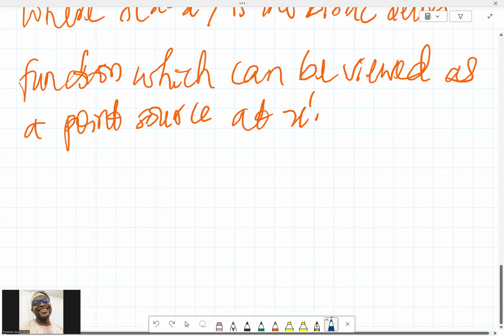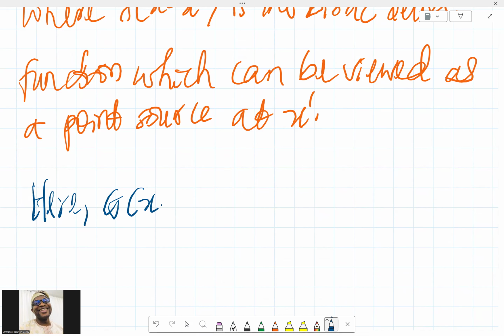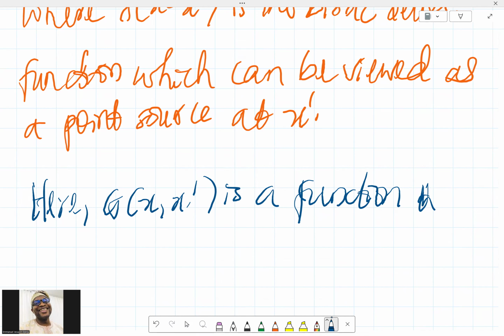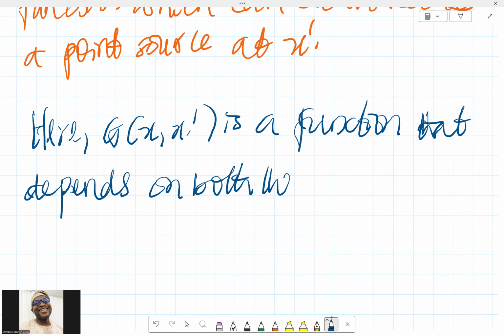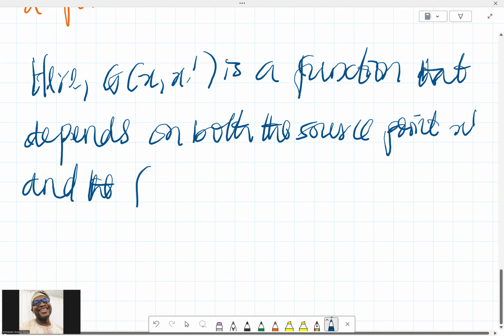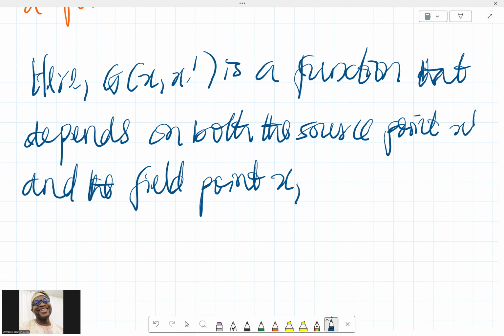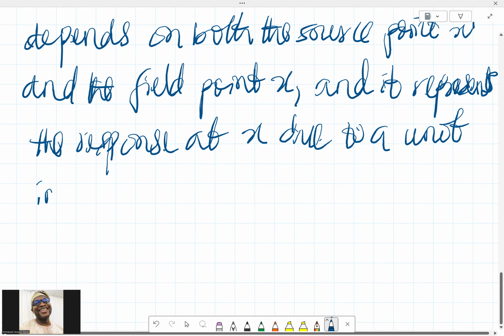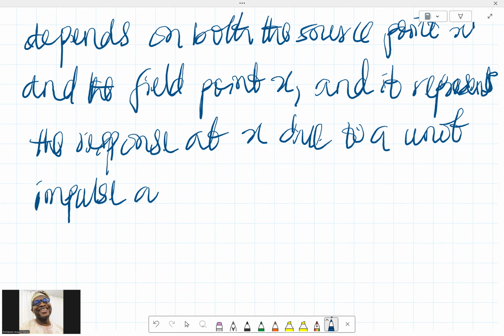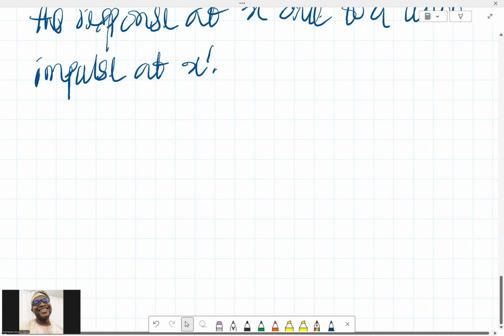So here g(x, x') is a function that depends on both the source point x' and the field point x, and it represents the response at x due to a unit impulse at x'.